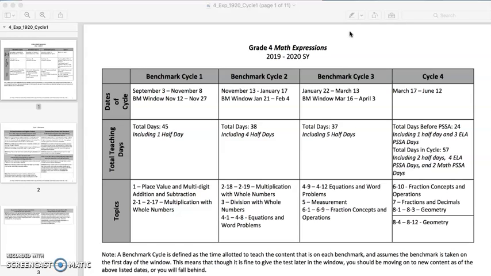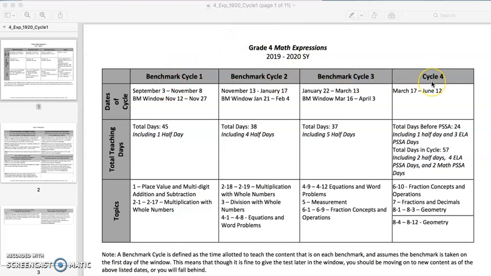I want to highlight for you some of the changes to this document compared to last year, as well as just some of the key features, so that if you're new to the district or new to Math Expressions, welcome, and help you understand how to navigate this document. In a lot of ways, it's very self-explanatory, but there are some things embedded in it that you might miss. So the first is the dates.